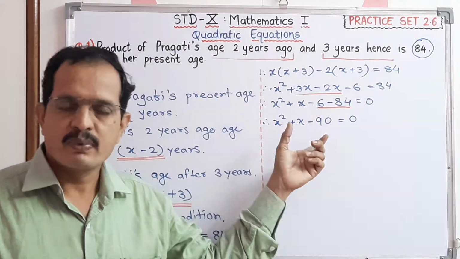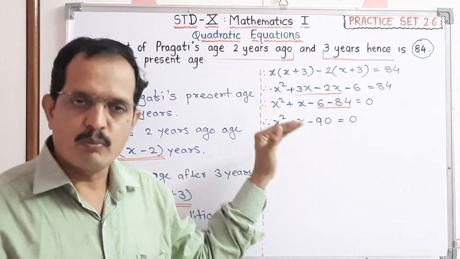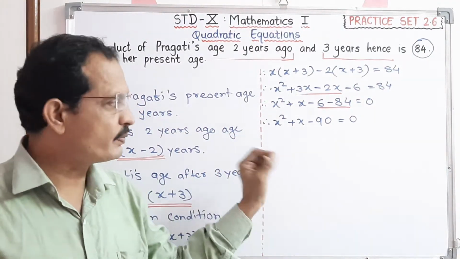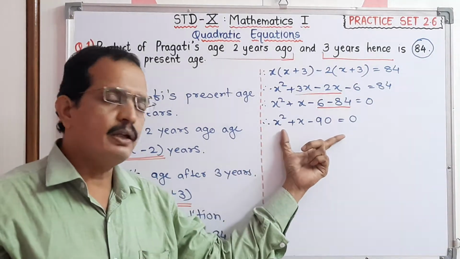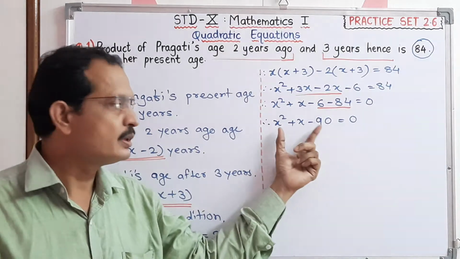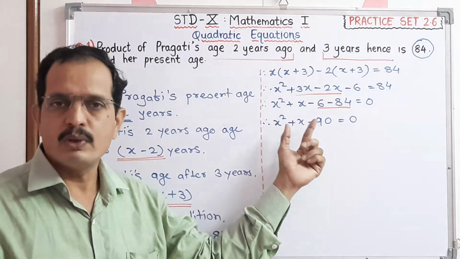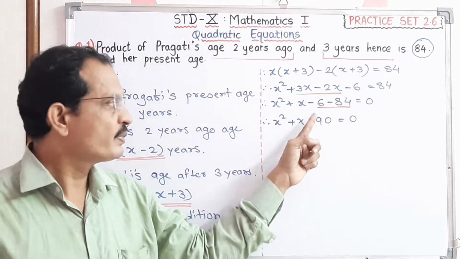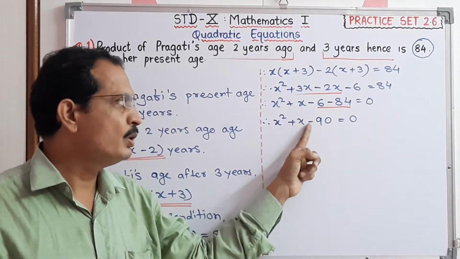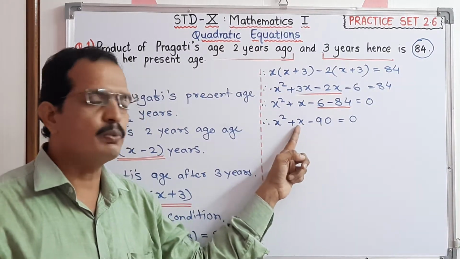Yes students, in this statement problem, forming the equation is a little bit difficult. Once we get the equation, it is easy, we can easily solve this. Now see here, x square plus x minus 90, we can use the factorization method. This is the constant term, we have to factorize this, whose subtraction should be 1.